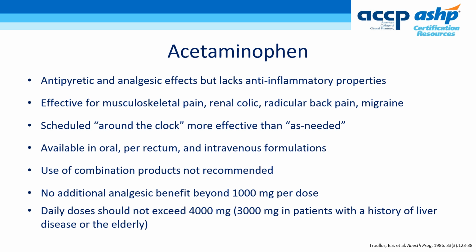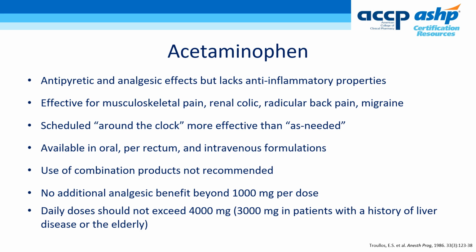Acetaminophen has antipyretic and analgesic effects, but lacks peripheral anti-inflammatory properties. The antipyretic and a portion of the analgesic effects result from selective inhibition of cyclooxygenase. Acetaminophen is effective for treatment of musculoskeletal pain, renal colic, radicular back pain, and migraine, and it should be scheduled around the clock for sustained pain relief. It can be given orally, per rectum, and intravenously. And of course, I have to mention that the intravenous preparation does lack data to suggest superior clinical efficacy.